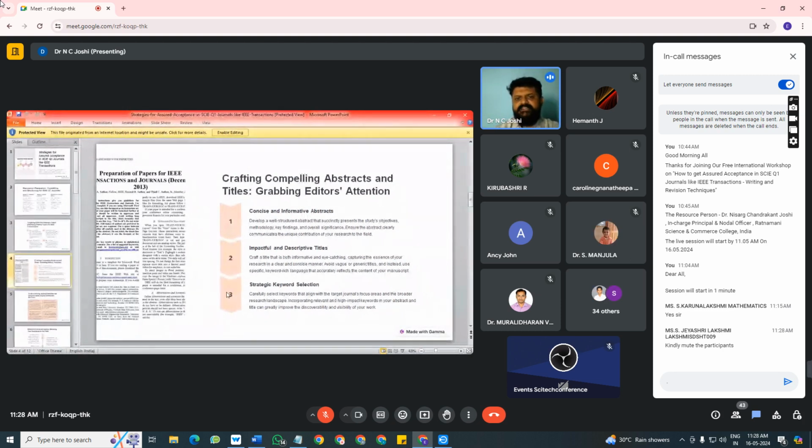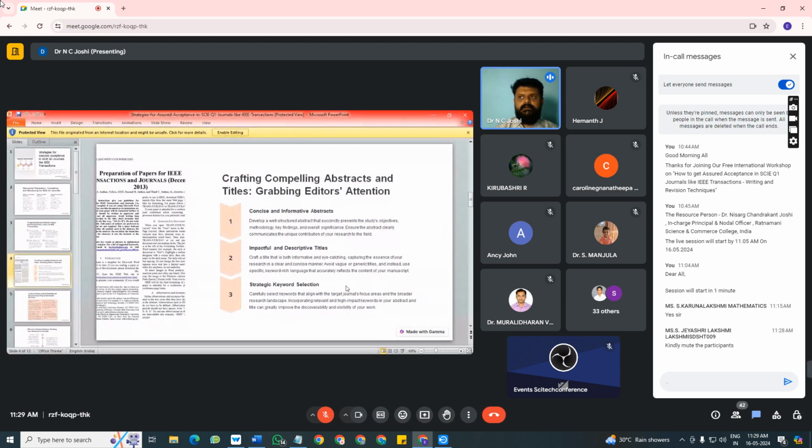Drafting, compiling abstracts and titles, grabbing editors' attention. For that we have 3 points. First, concise and informative abstracts. Second is impactful and descriptive titles, and third is strategic keyword selection. First is concise and informative abstracts.